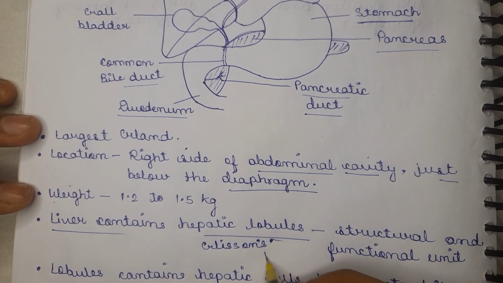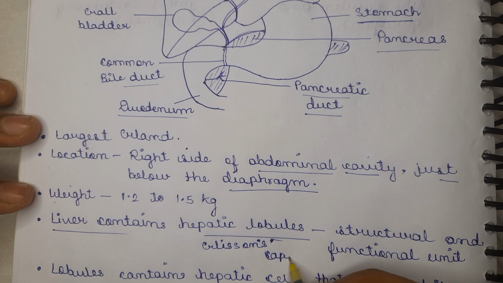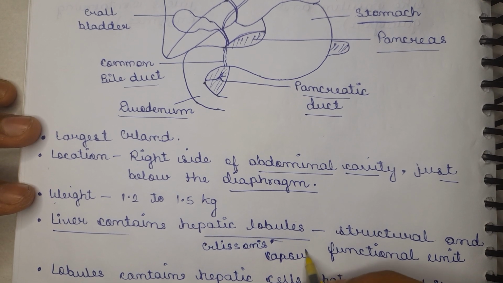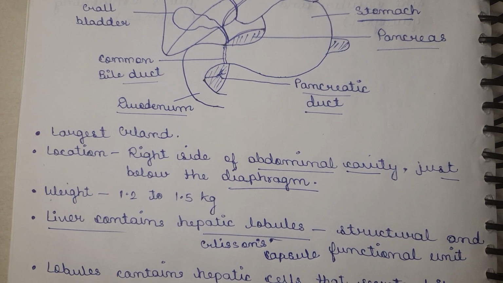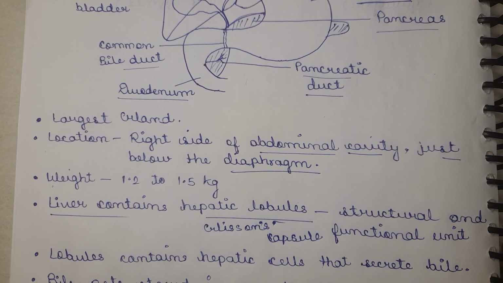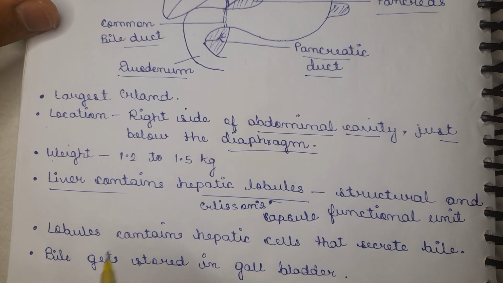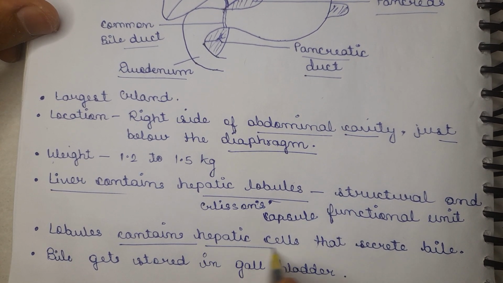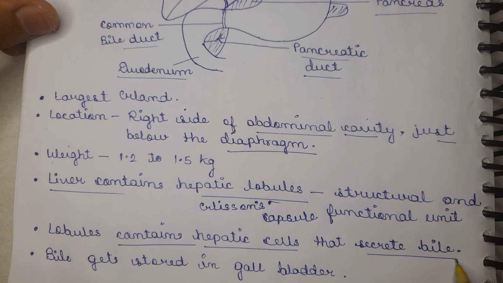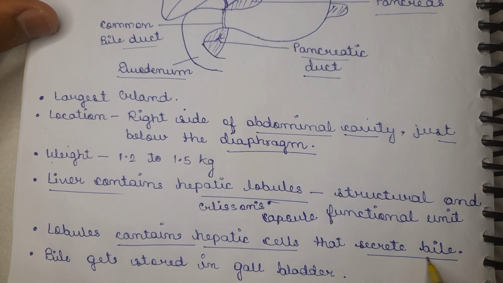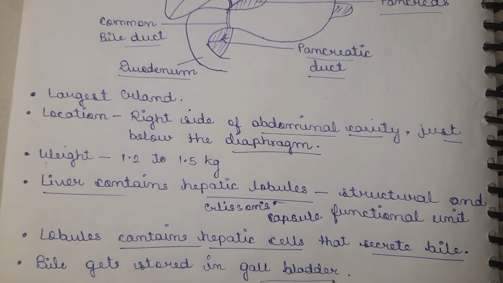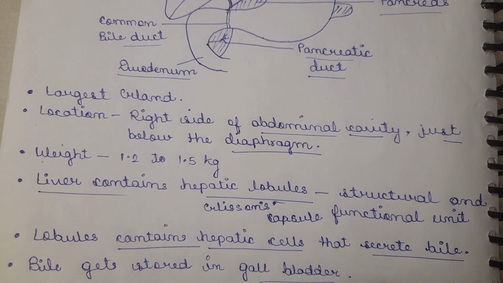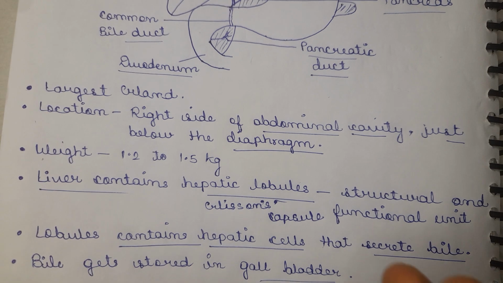Glisson's capsule is basically a sheet of connective tissue. Now the fifth point tells us about the lobules. The lobules contain the hepatic cells that secrete bile, the bile juice that helps in digestion, and this bile is stored in the gallbladder. The bile passing through the hepatic duct also gets stored in the gallbladder.